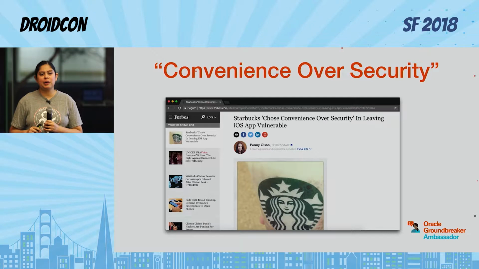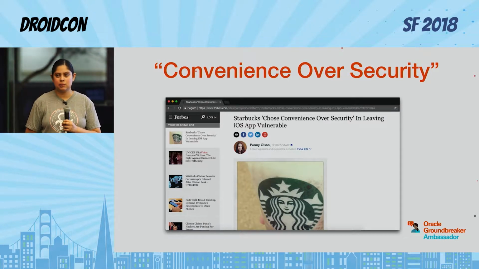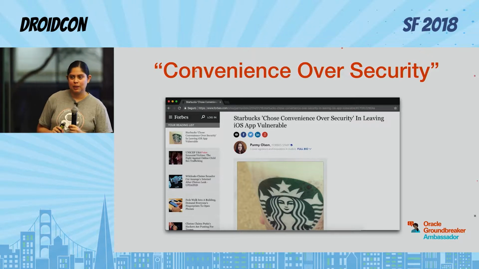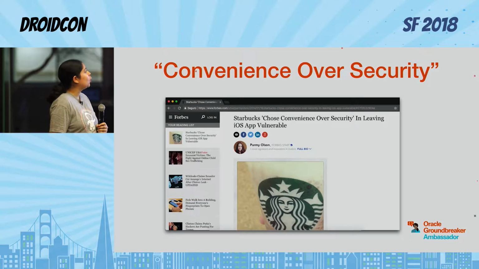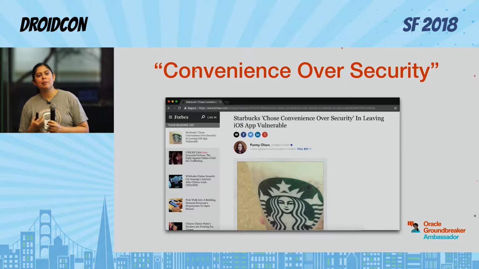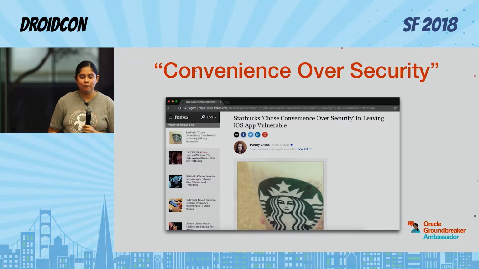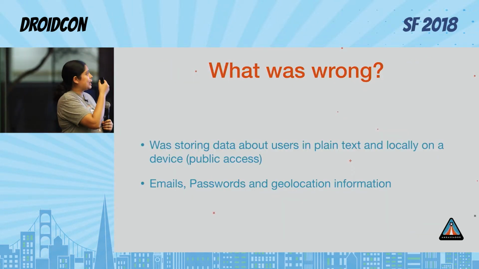Now this is another interesting case that happened in 2014 about Starbucks. I don't know if someone remembers that or heard about that. Maybe not. But the news called it convenience over security, because Starbucks said we want to make a friendly application, and that had a cost to security. So we will see what happened here.